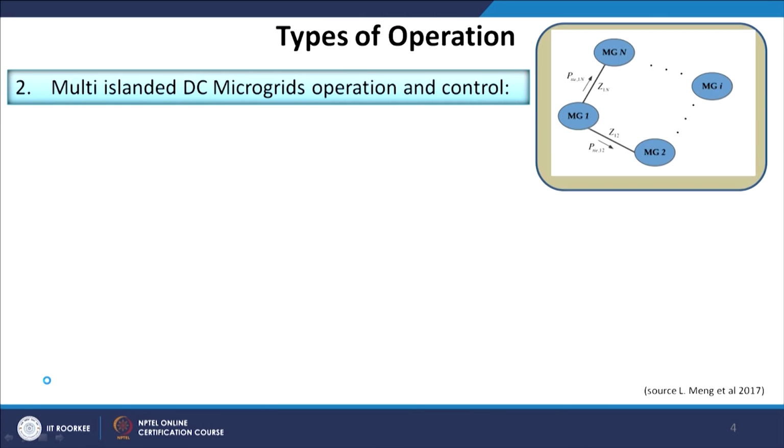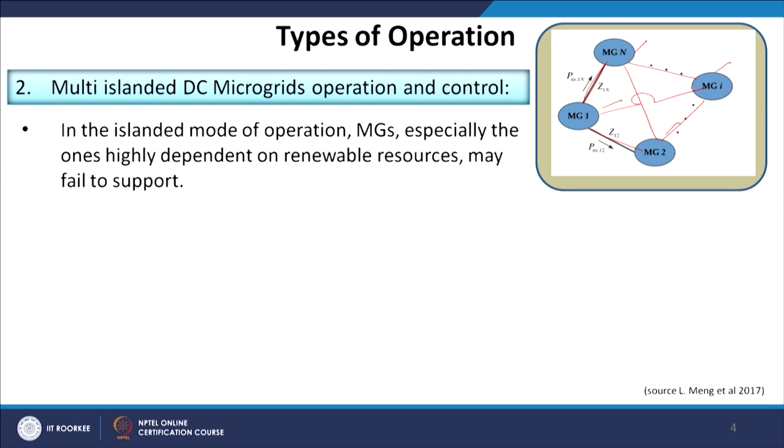Now, in case of multiple islanded DC microgrid, let us say instead of one microgrid, we may have multiple microgrids in place, where the tie line power flows between one microgrid to other in any way. In the islanded mode of operation, microgrids, especially the ones highly dependent on renewable sources, may fail to support.